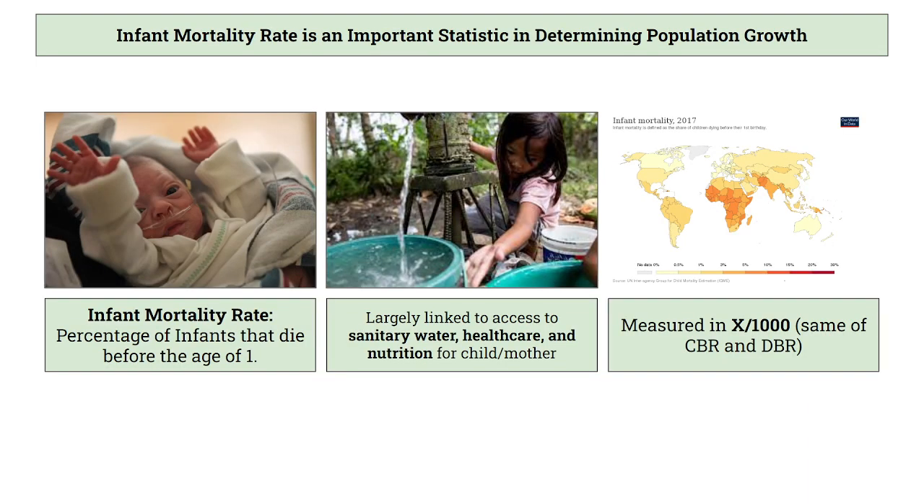And one of the things that we use to determine if a country is developed or developing is your current infant mortality rate. Now, we typically measure infant mortality rate in the number of infants that die before 1 over 1,000. So it's not a percent because we're not doing over 100, but it is similar because we're doing it out of 1,000. CBR and DBR, which is birth rate and death rate, is also measured in the same way.